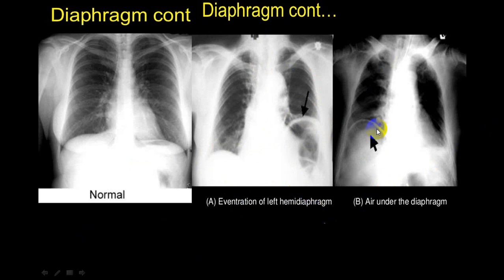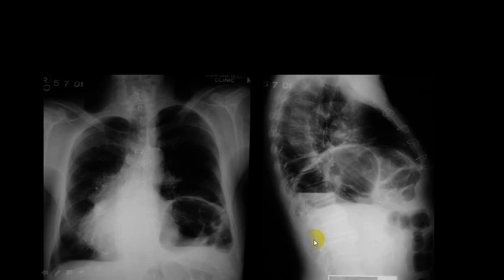Here, it is on the right side. You can see here, trachea is little towards this side. But there is air below the diaphragm. So diaphragm is pushed up. Here also it is pushed up. So try to look for that. Here again you can see diaphragm is pushed up because something is below. This is eventration of diaphragm.